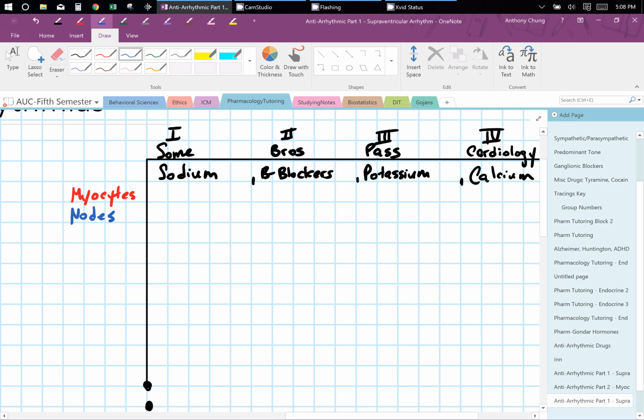So the two drugs that affect myocytes are going to be sodium channel blockers and potassium channel blockers. And then the drugs that affect the nodes are going to be your beta blockers. And I'll explain these too. I'm going to explain exactly why they work on these things. But just having one piece of information to lead you to so many things is really powerful and really useful. So those three are nodal drugs. They affect the nodes. They affect other things too, but not in terms of arrhythmias, like beta blockers. Okay, so let's talk about beta blockers first.